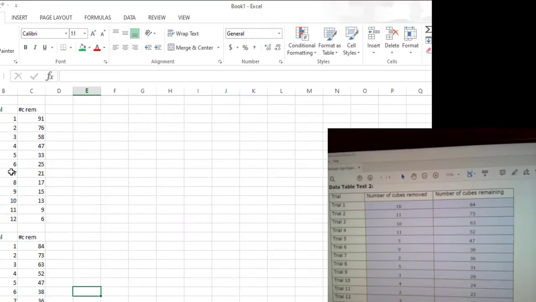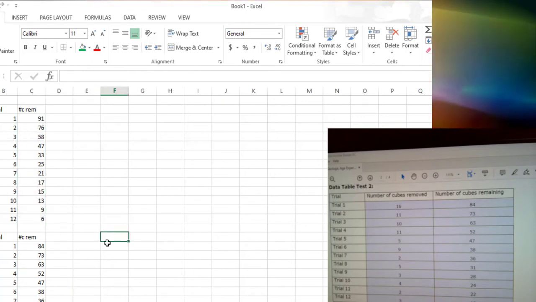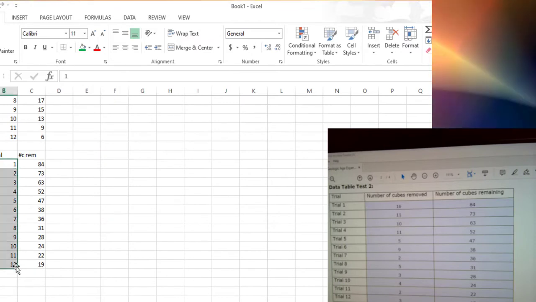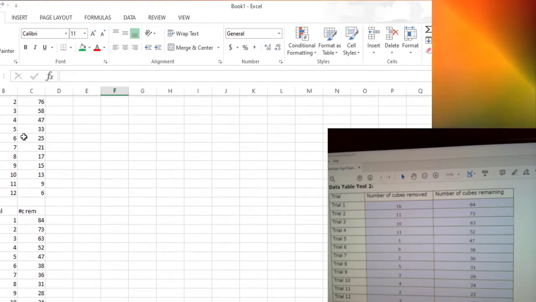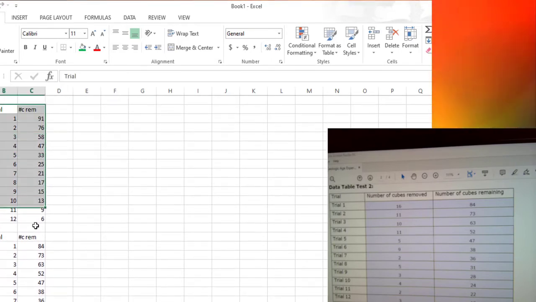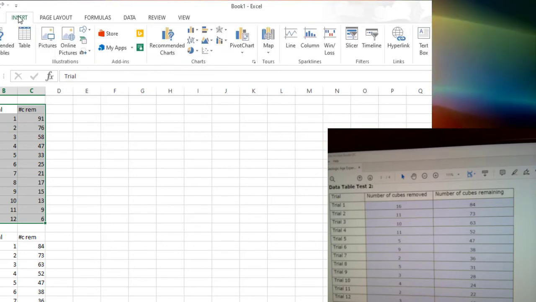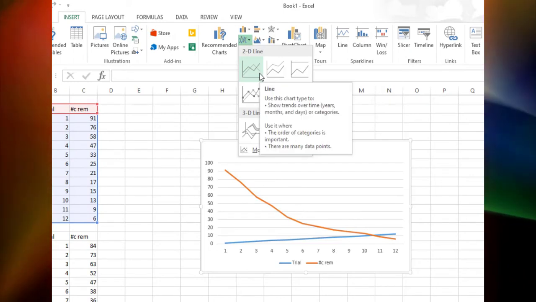So now I have transferred the data to our Excel spreadsheet. As you can see, we have table A and table B. You can actually combine both, but I'm just going to show you how to do it individually as well. So now we are going to create a graph. What you're going to do is highlight these two columns and insert and choose a line graph. Line graph would be best for this type of data.